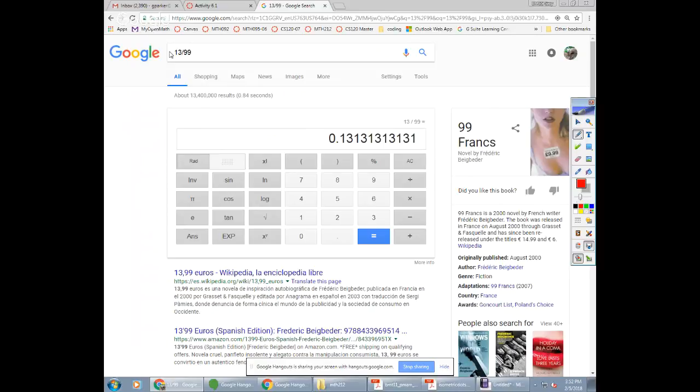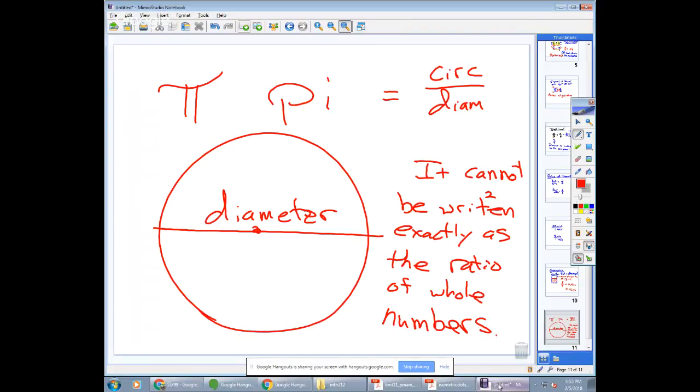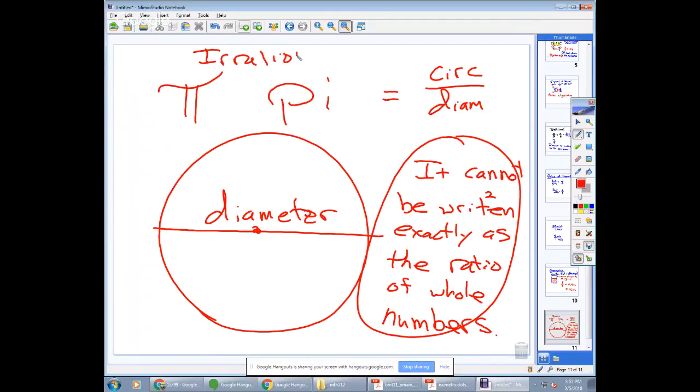But it turns out there's a ton of numbers that do not have this property. They don't end and they don't repeat a pattern. Those types of numbers are called irrational numbers, and pi is an irrational number. So this idea that it cannot be written as the ratio of two whole numbers, that's the idea of a fraction, a rational number. Pi then must be an irrational number, even though it comes from one of the most famous ratios in human history.